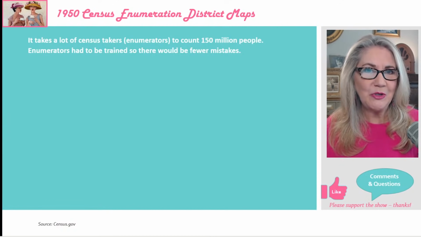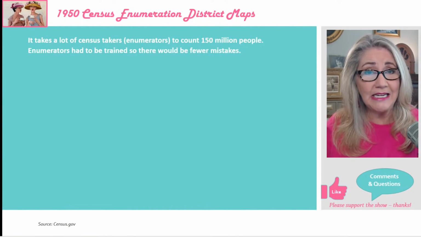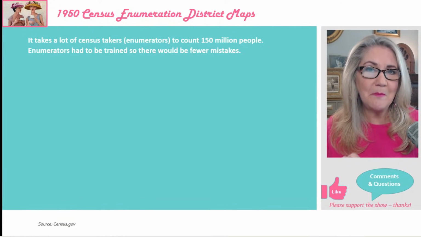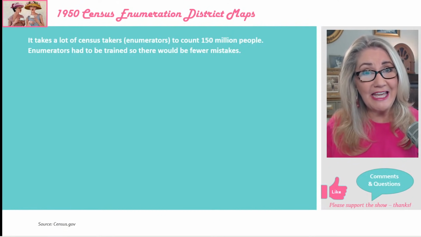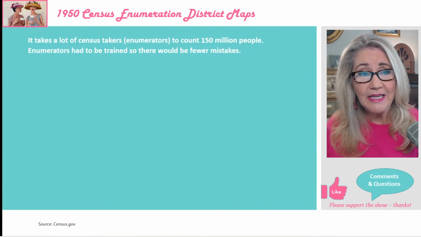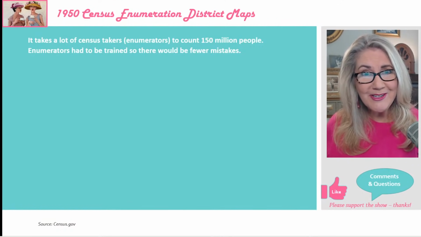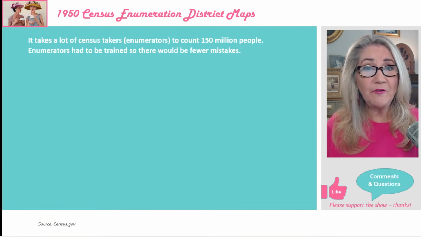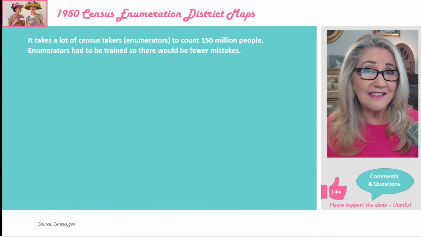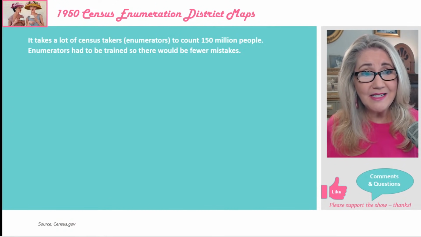That brings us to, when we talk about geography, this is really unlocking the key to the 1950 census, because the enumeration district maps are really going to be your key. And this is part of your homework before we get to April of 2022. So it takes a lot of census takers. They're called enumerators. And just to count 150 million people. So there were about half as many people in the United States in 1950 than there are today. So 150 million people, it still takes a lot of people.